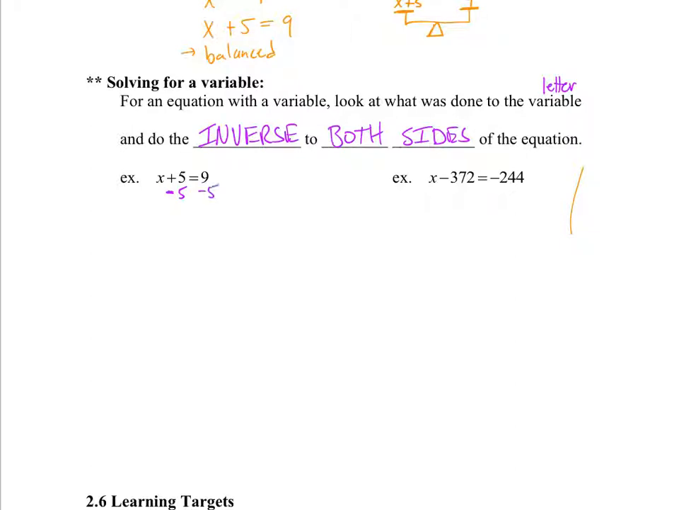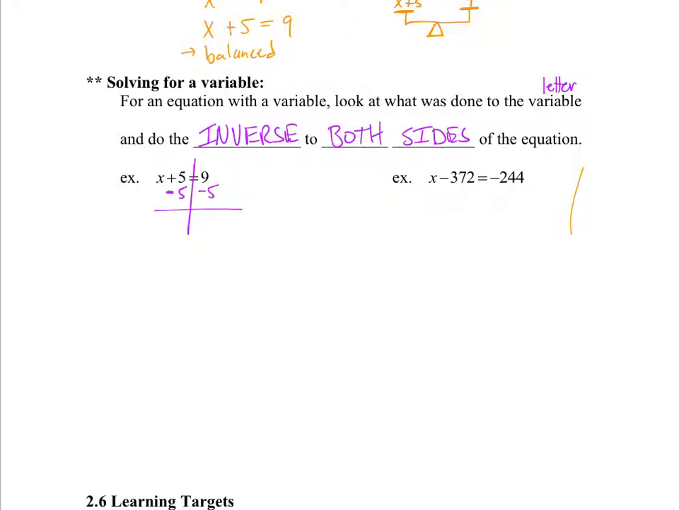So we have to subtract 5, and it says to what sides? Both sides. I'm subtracting 5 from both sides of my equation, both sides of the equal sign. So subtract 5, minus 5, 9 minus 5. It's stacked on top of each other.